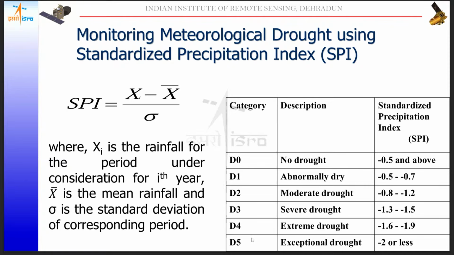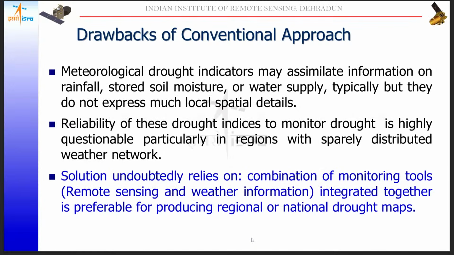As per the SPI value, if the value is on the positive side or up to minus 0.5, this is a normal condition, or a condition of no drought. As the value goes more and more to the negative side, more dryness is indicated, as per the table given in the slide, which ranges from abnormally dry to moderate, severe, extreme, or exceptional drought conditions based on the increasingly negative SPI value.